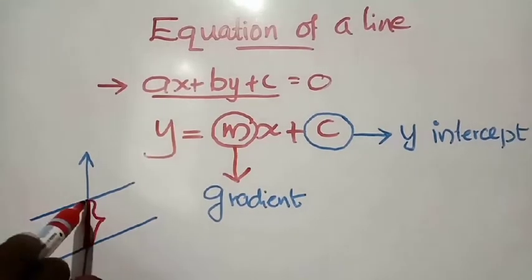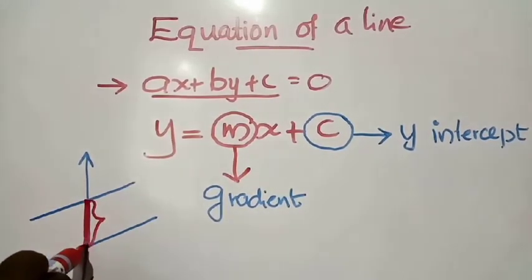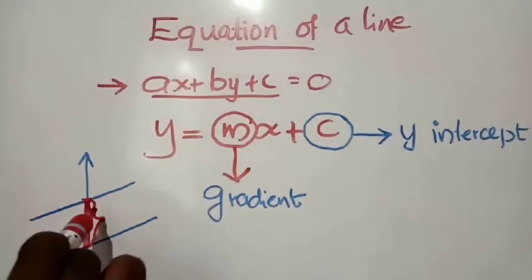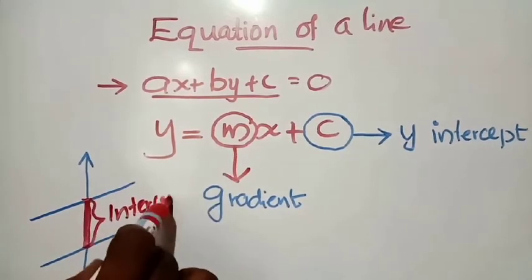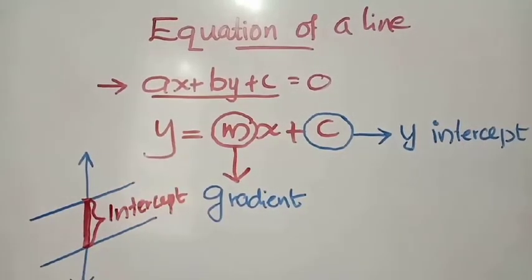A small distance is formed here. I'm telling it in a simple way, okay? A small distance is formed here. Okay, that is known as an intercept. That distance is considered as an intercept.